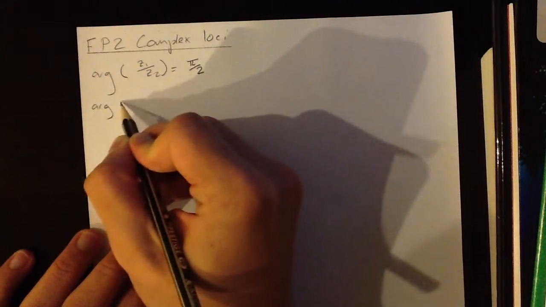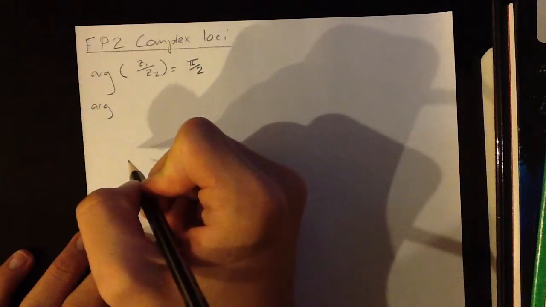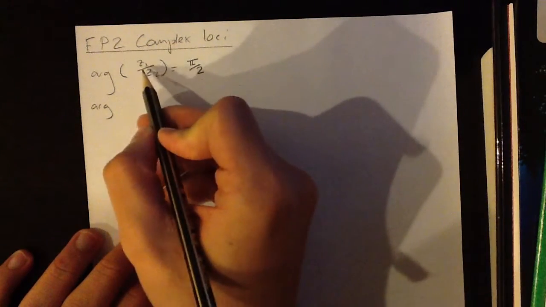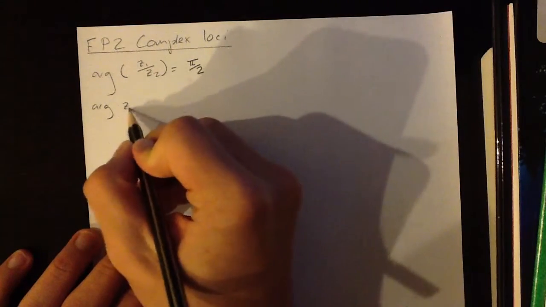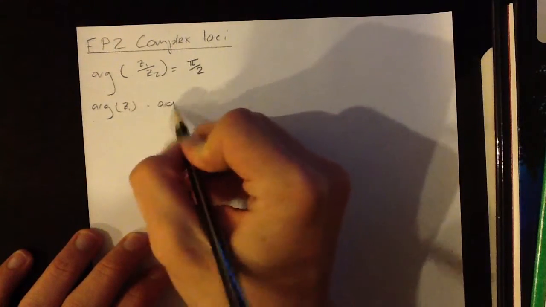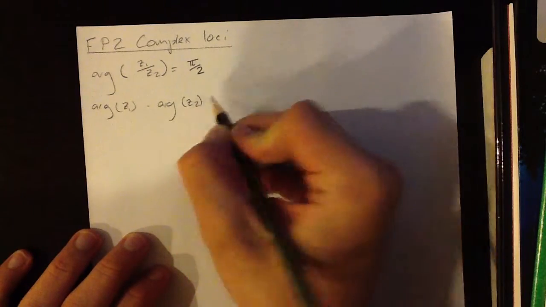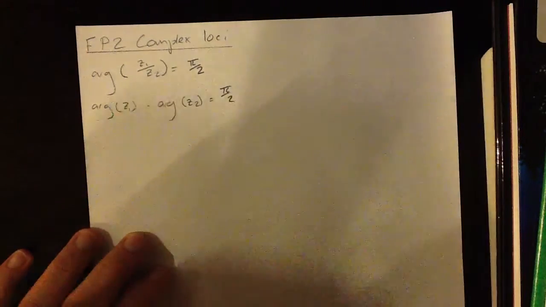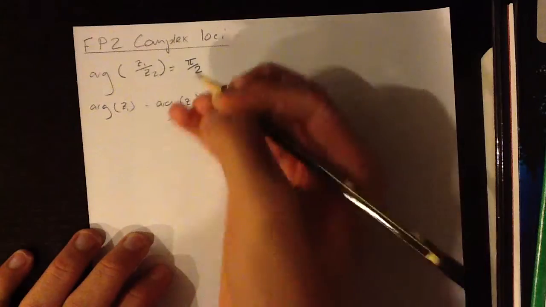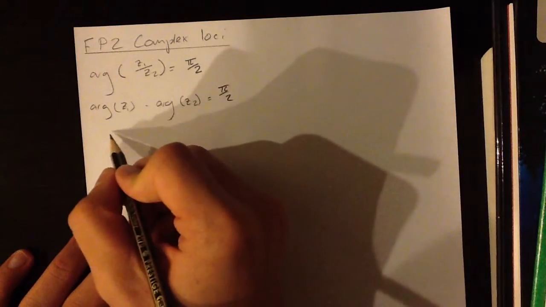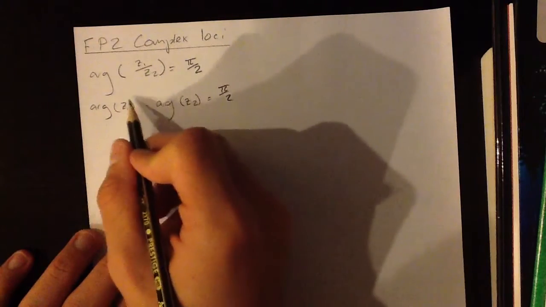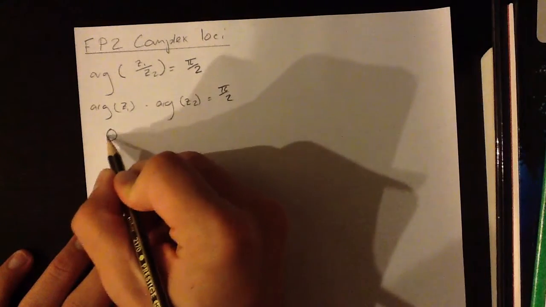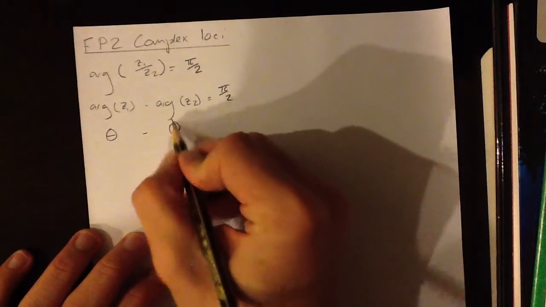First you split the arguments up through the identity. When you have two things divided in an argument, you separate them and they become minus. And that's generally the first step. It's shown everywhere in the FP2 book. Then you take this and you replace it with a variable. We'll call it theta because it's an angle, and this one a different one, phi.